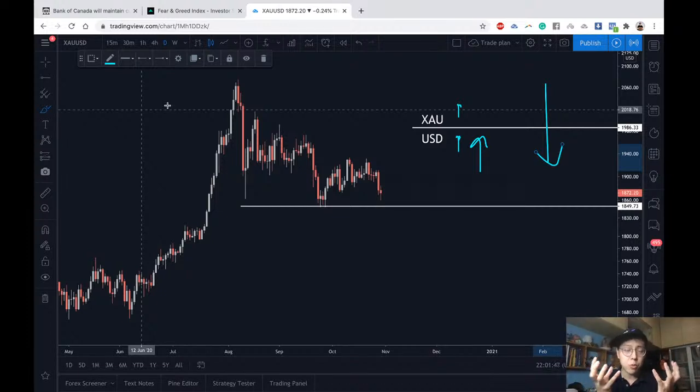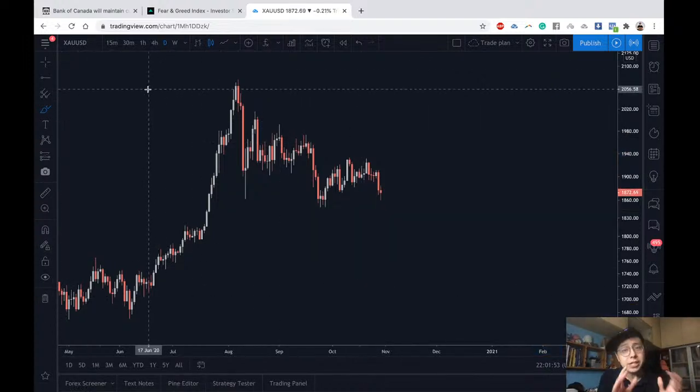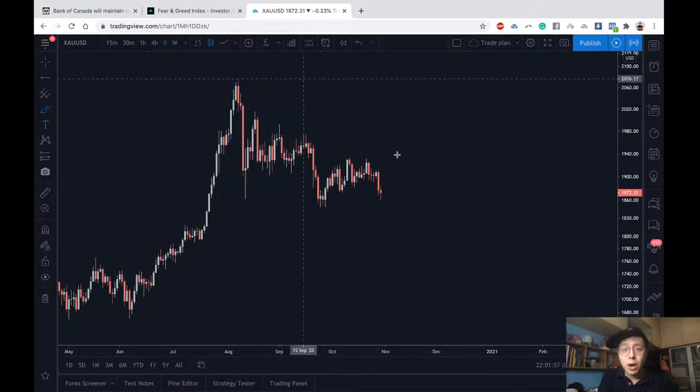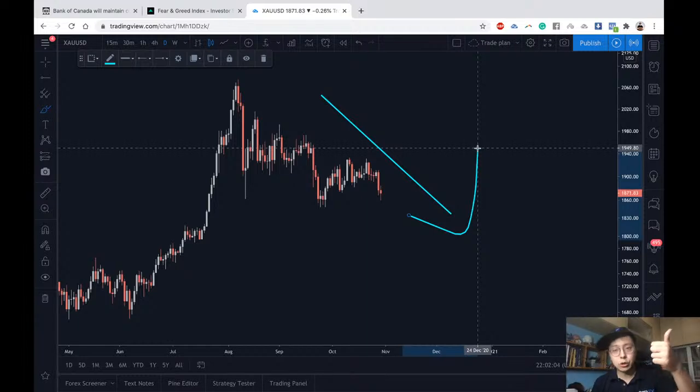To clear things up, make sure everyone gets this. This chart here is gold against dollar. If the price of this chart goes down, what it tells us is, number one, gold can drop and dollar can go up. So that's one scenario. The second scenario can be gold drops, dollar also drops, but gold drops more than the dollar itself. That's why the entire chart is still going down.